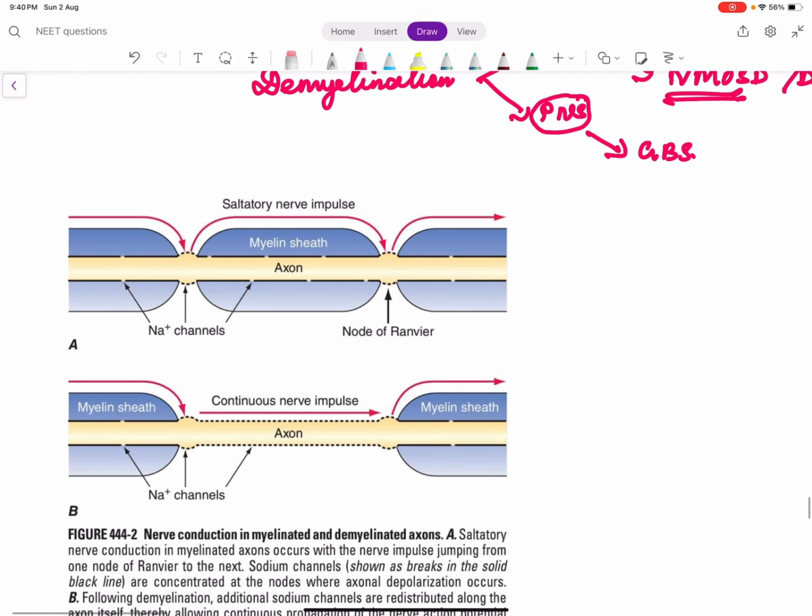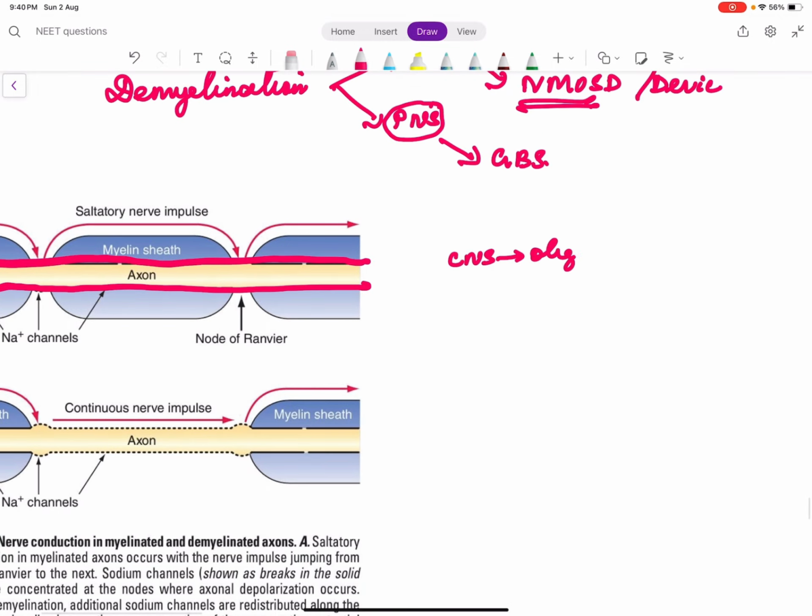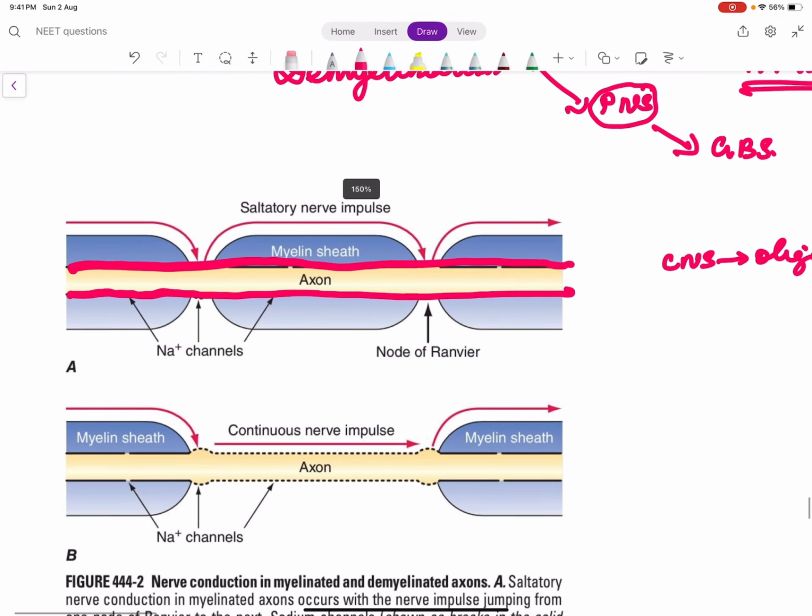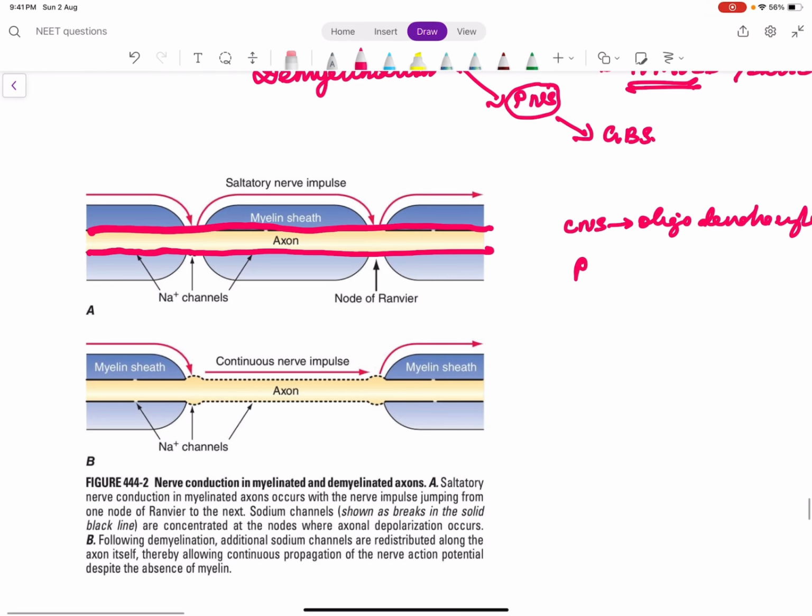So what is meant by demyelination? What is the pathogenesis? See, normally this is the nerve, or this is the axon. Axons are covered by a sheath called myelin. In central nervous system, myelin sheath is formed by oligodendrocytes. So the CNS myelin is by oligodendrocytes. In PNS, the myelin sheath is by Schwann cells.